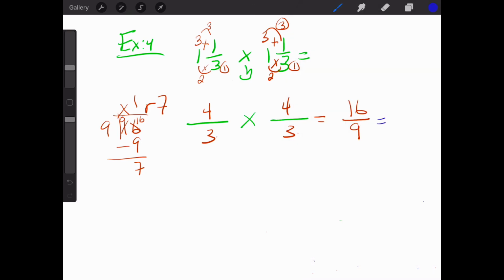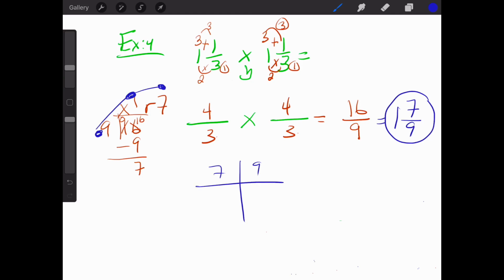Put an equal sign. First dot is your denominator. Second dot is your whole number. And third dot is your numerator. So we get 1 7/9. Now you can ask yourself if you need to simplify that. Let's put in a T-chart. 7 on that side, 9 on that side. 1 times 7 is 7.